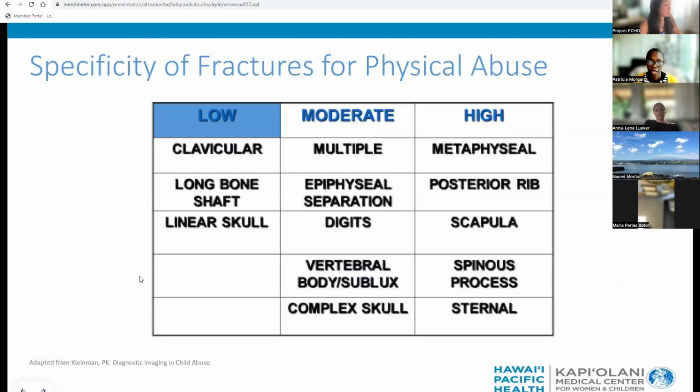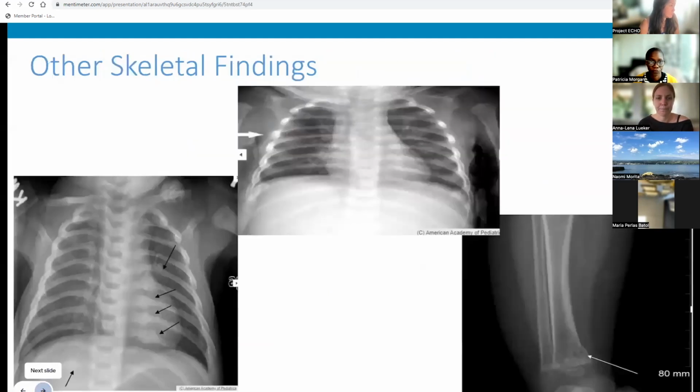Although any fracture type can be seen with physical abuse, these are the ones that are highly specific for physical abuse: your metaphyseal or corner fractures, posterior rib, and the 3 S's: scapula, spinous process, and sternum. Now, these other fracture types, low or moderate specificity, can be seen in physical abuse if you don't have an appropriate history, appropriate development, or age of the child.